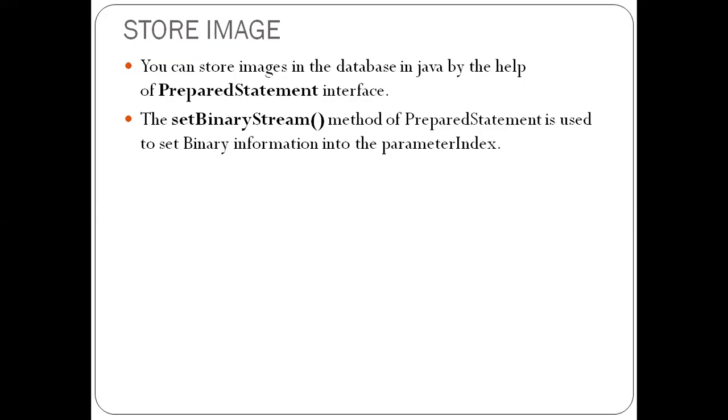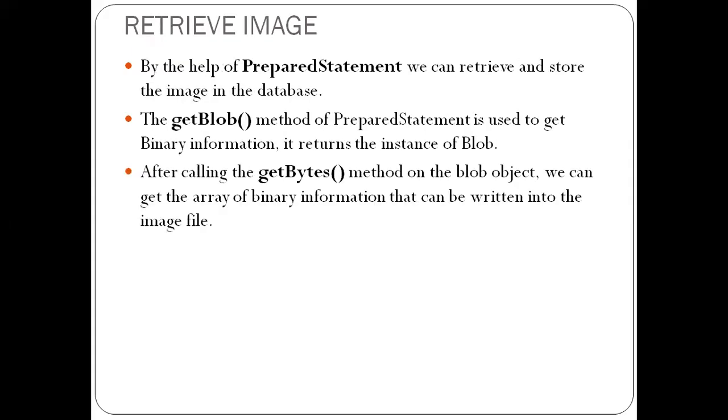So how do you store the image into the database? By reading the file input stream object. The file object is used to find the length of the file, that is, the size of the file. And the file input stream object is used to read the data from the file. In order to set binary data into the question mark place, we need to call the method setBinaryStream. Okay, so this is about storing the image.